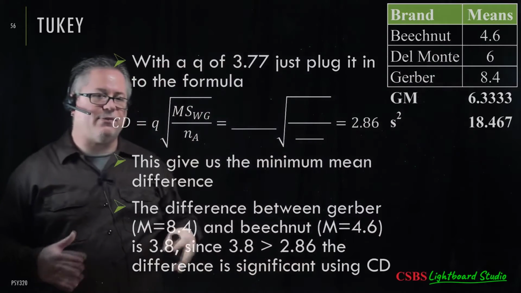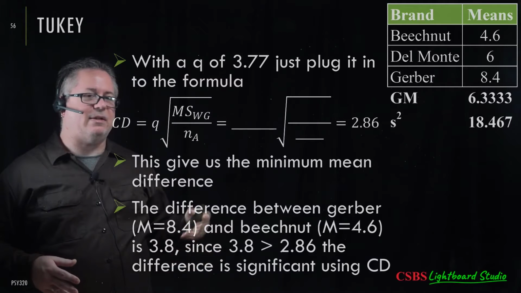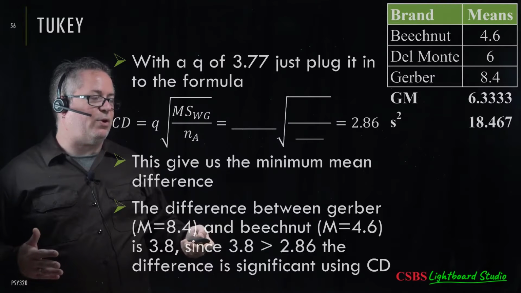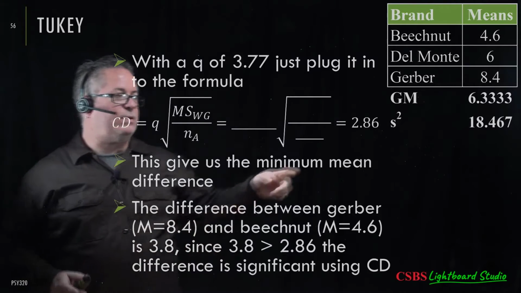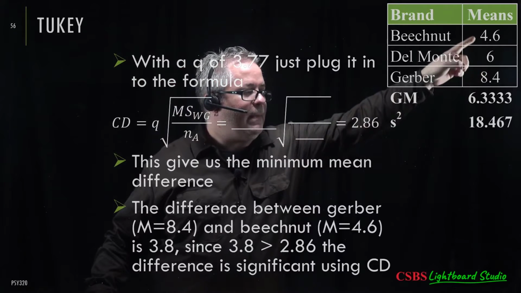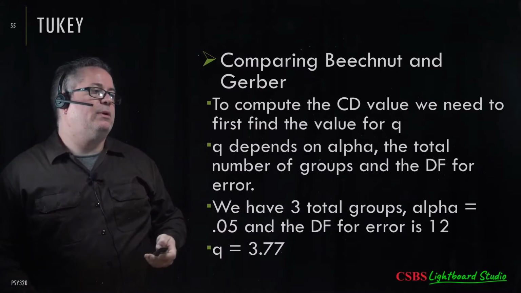If there's going to be a difference someplace, it's likely going to occur between the mean that is the largest and the mean that's the smallest, right? So if I find a significant ANOVA, the first place I'm going to likely look is the biggest difference, 4.6 versus 8.4. If that isn't significant with the Tukey test, none of the others are going to be significant either, because they're all smaller. So I can start there.